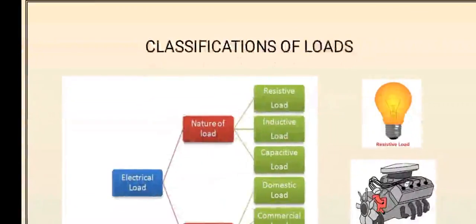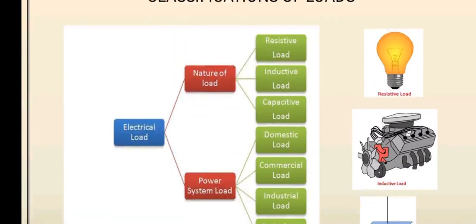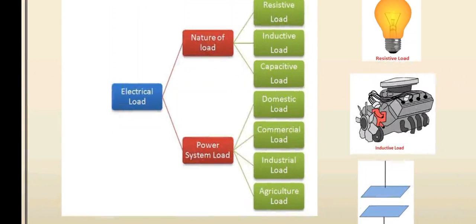The classification of electrical loads is by the nature of load and the power system load. The nature of load is resistive load, inductive load, and capacitive load. For example, a resistive load is generally a lamp load. An inductive load is generally any kind of motor, or a transformer, or a fan. If you go for a capacitive load, it is going to store the energy.